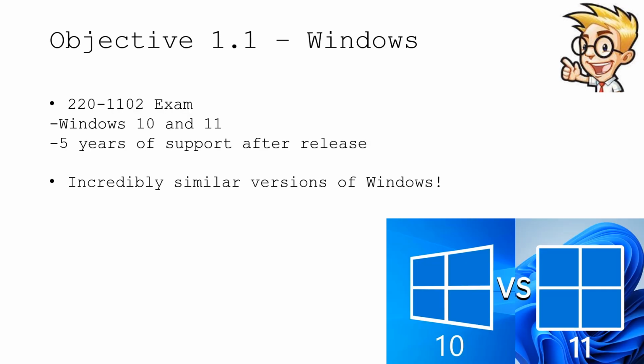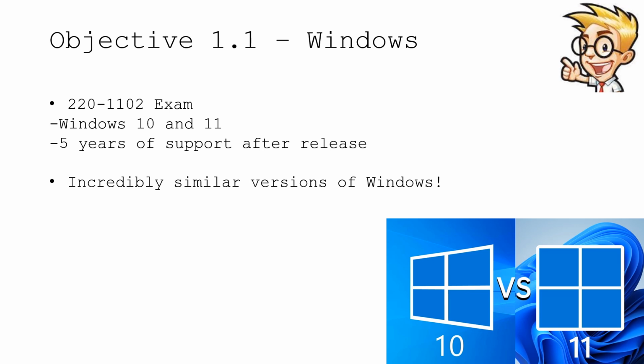On the 220-1102 exam or Core 2 exam, you're expected to know the details from two different Windows versions. Those would be Windows 10 and Windows 11. Those are the versions of Windows that are currently in support, and those are the ones that are listed in the CompTIA exam objectives. Microsoft generally provides in-support options for all versions of Windows until 5 years after they're released.